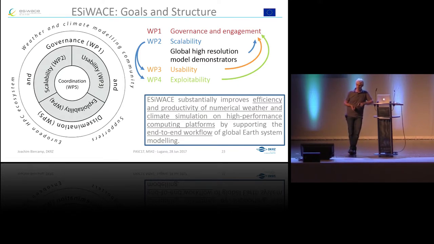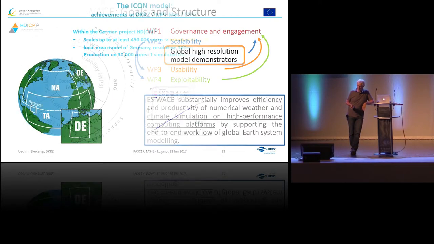Okay, within this ESiWACE project, we look at the three main bottlenecks of Earth system modeling, which is scalability, which I talked about. Usability is about portability, performance portability, maintainability of the whole workflow, and exploitability is about data, huge amounts of data. And since it's just one project, we concentrate on these global high-resolution models to enable and push what is done in other continents. I showed the example from Japan, where it advances also in Europe.